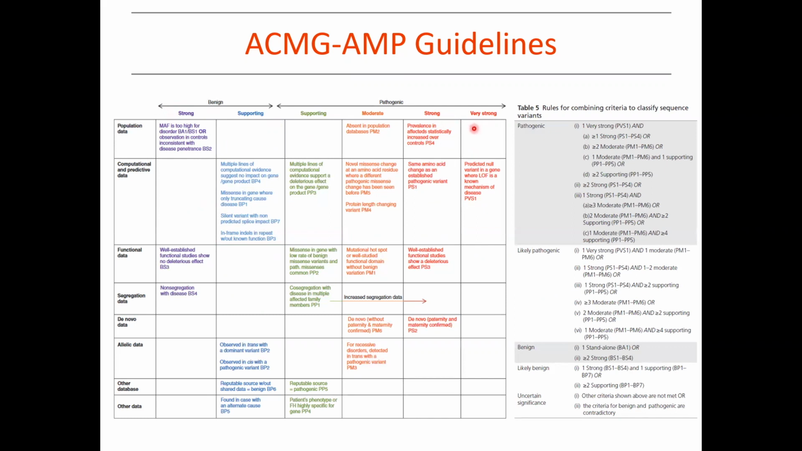And they are grouped into different evidence categories like computational data, functional data, or de novo data. And they also come with a table where you can count the evidence codes and calculate a final classification.